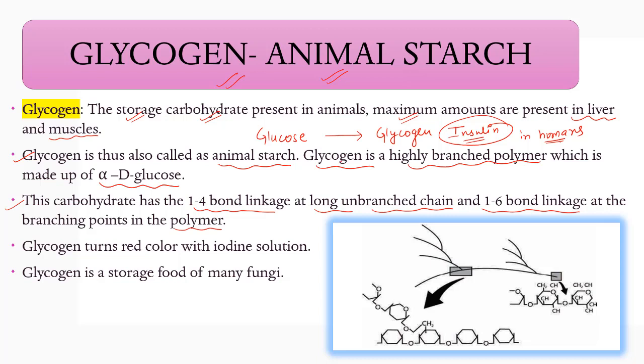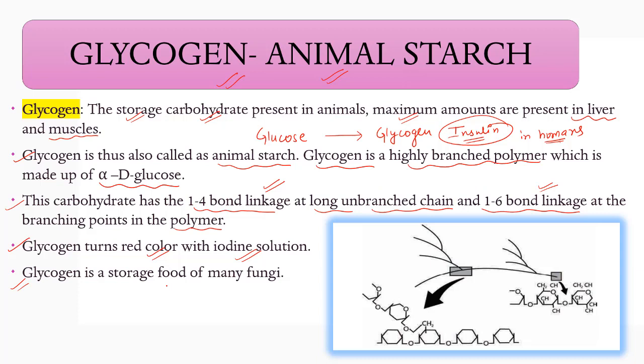Glycogen is formed by polymerization of alpha D glucose. So it has 1,4 glycosidic linkage and 1,6 glycosidic linkage. 1,6 glycosidic linkage provides branching and 1,4 glycosidic linkage makes the linear chain. Glycogen turns red in color when treated with iodine solution.